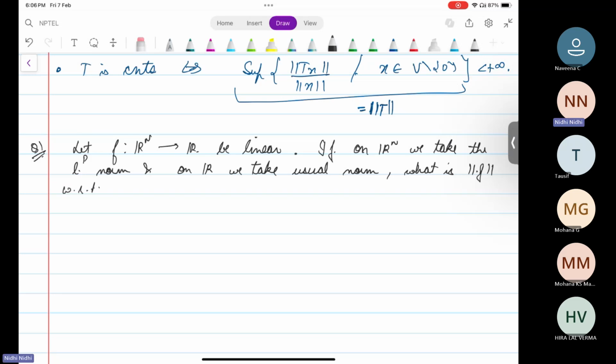With respect to these norms, we'll just see how the operator norm will look like in the case when we are working on a finite dimensional space. Basically, our domain is a finite dimensional space and f is a linear transformation. In that case, we will see how the operator norm of this bounded linear function looks like.